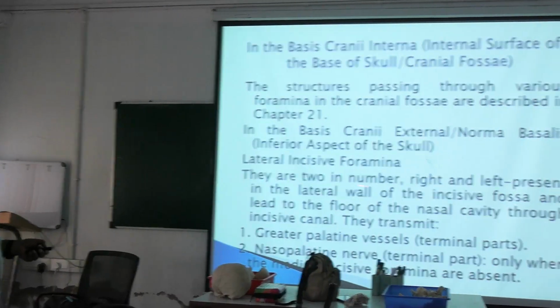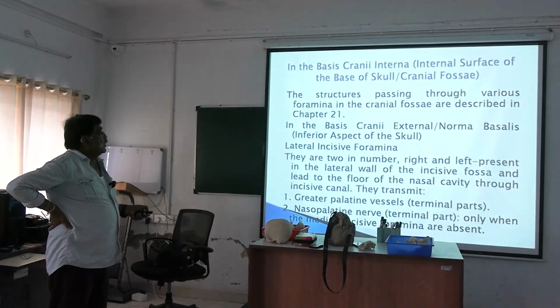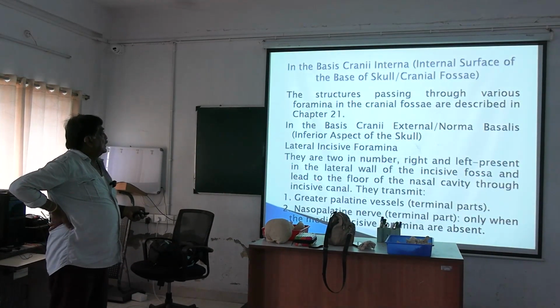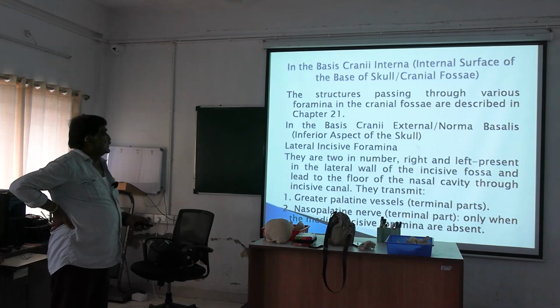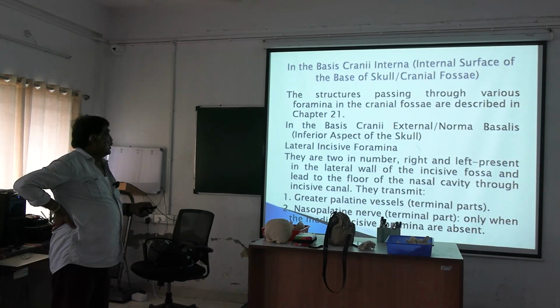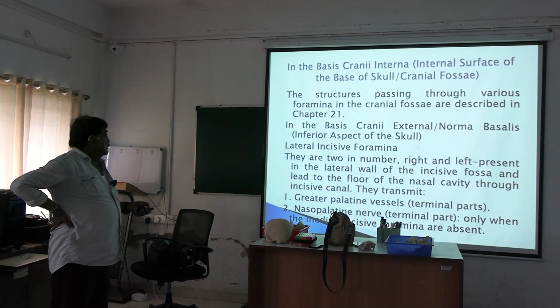Now, the lateral incisive foramina are 2 in number, right and left, present in the lateral wall of the incisive fossa. They lead to the floor of the nasal cavity through the incisive canal. They transmit the terminal part of the greater palatine vessels and the terminal part of the nasopalatine nerves, only when the median incisive foramina are absent. Now, the incisive canal passes the greater palatine vessels and nasopalatine nerve.